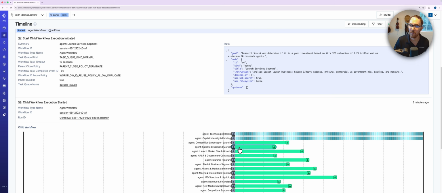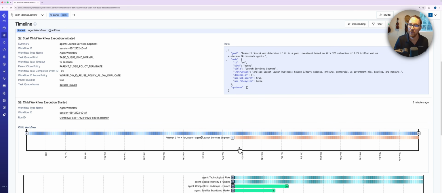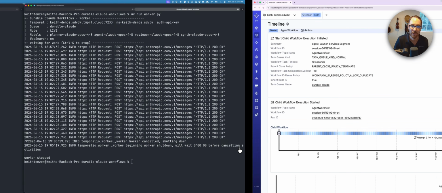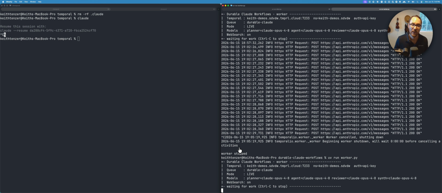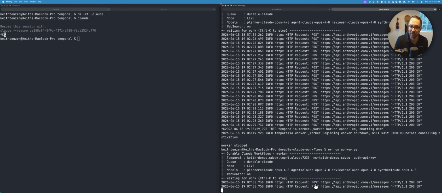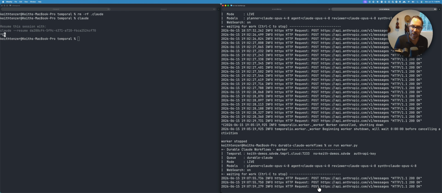As soon as whatever was causing the failure is resolved, the workflow will continue. And so we can simply start back our worker, and you will see here that it continues to pick up where it left off, communicating with Claude and Anthropic and progressing this workflow along.